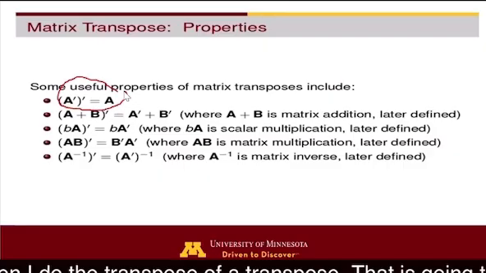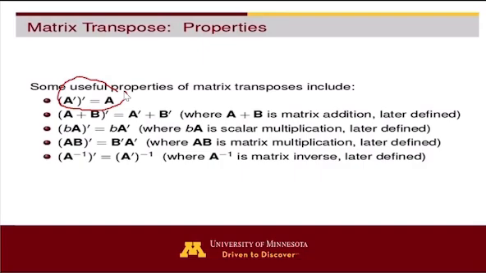When I do the transpose of a transpose, it returns me back to the original matrix. Does that make sense? Okay, that's what that property is talking about. If I have two different matrices and I add them together and then take the transpose, it is the same thing as adding the transpose of each. You can verify this.